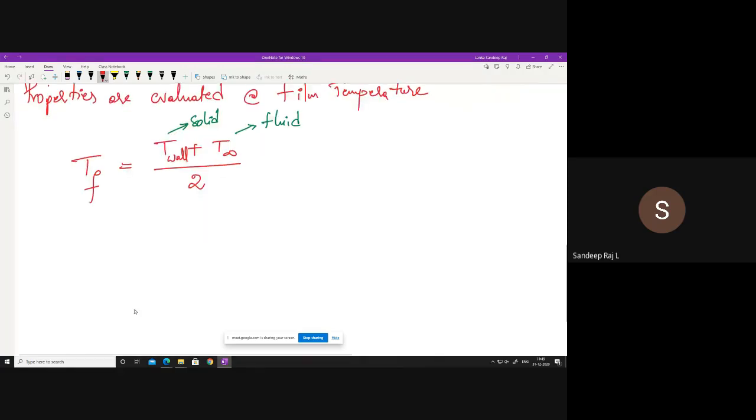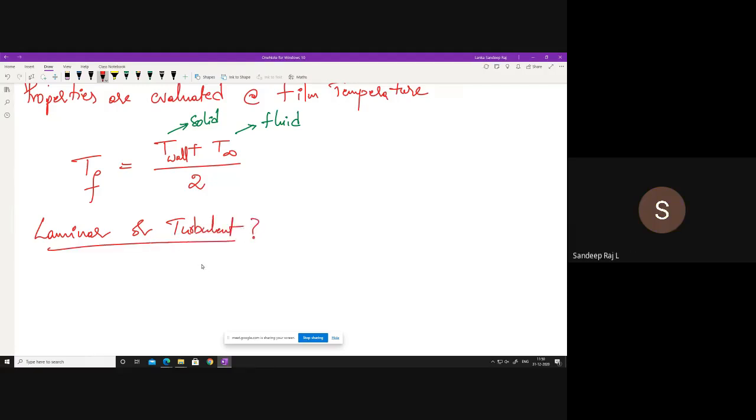Okay. Next thing is, once you find out the film temperature, what is the next thing you do in internal flow? You actually get what kind of flow it is, whether it is a laminar flow or turbulent flow. Even in the external flow, the same thing you will follow. Okay, so laminar or turbulent. How do you say it?